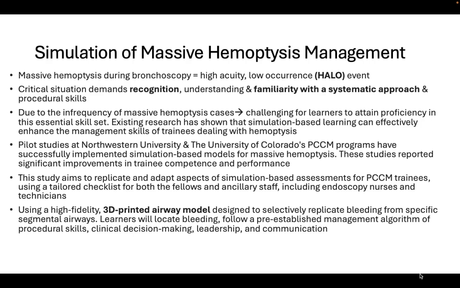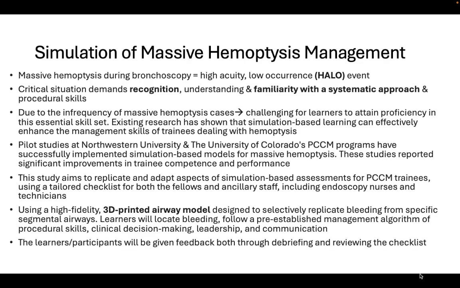So we have a high fidelity 3D printed airway model that has been designed to selectively replicate bleeding from specific segmental airways. Learners will have to locate the bleeding and follow a pre-established management algorithm of procedural skills, clinical decision-making, leadership, and communication.